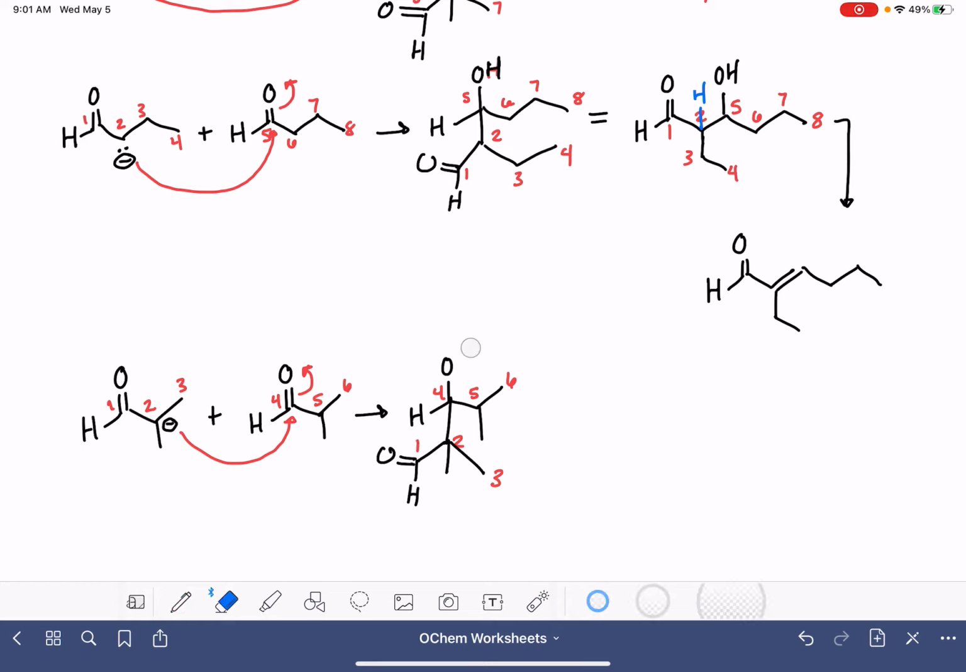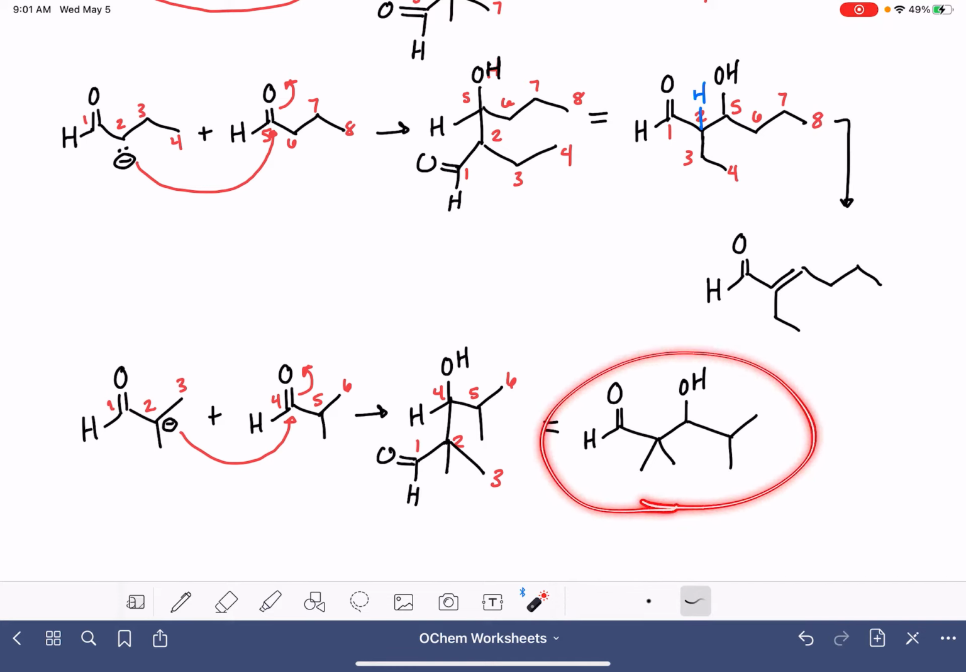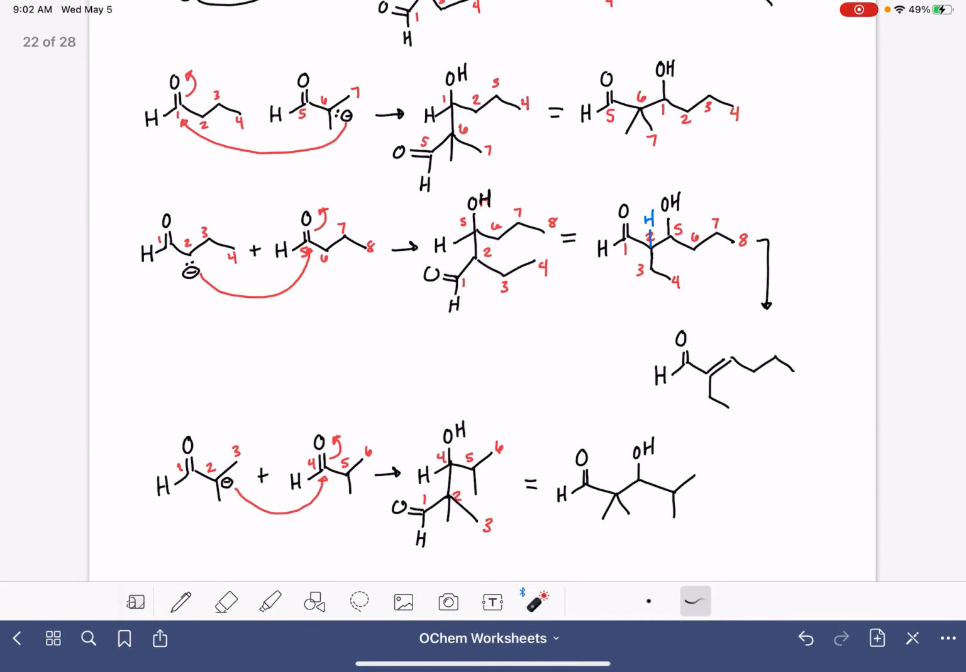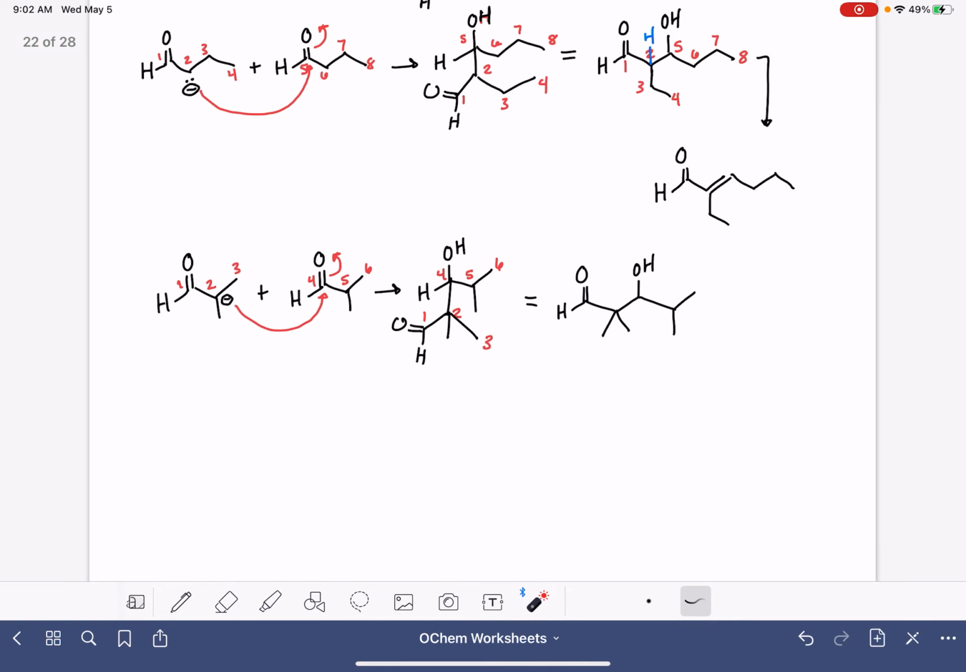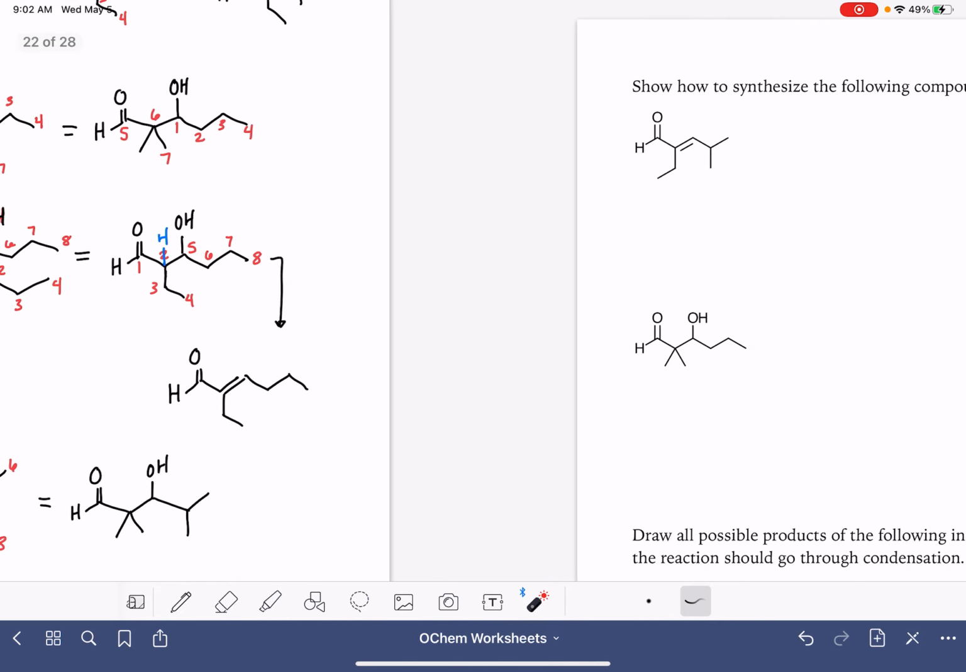Let's make this an OH and let's redraw it. There's carbon number 1, there's carbon number 2, it has number 3, and it has an unnumbered methyl on it. Here's carbon number 4, which has an OH. Here's 5, here's 6, there's another unnumbered methyl. This cannot undergo condensation because here's our alpha carbon. It doesn't have any hydrogens on it, so this is the product of this reaction. 4 different products of this particular reaction.